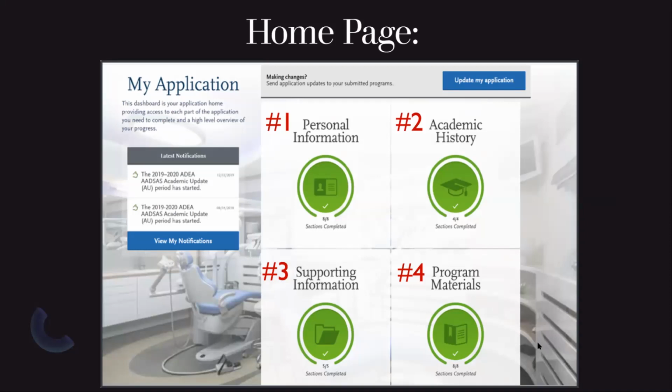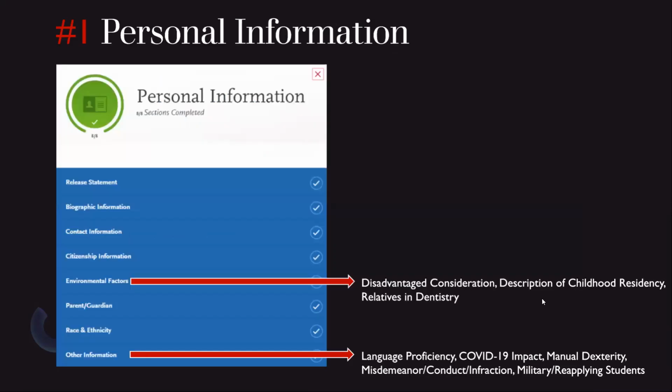Hopefully this is a good visual reference, because I remember in the past just being so overwhelmed by what information goes under which category. So I tried to make it as clear as possible. Okay, with that said, number 1 is personal information. And this is definitely, in my opinion, the most straightforward of the four sections, maybe besides the fourth section, which is simply submitting.